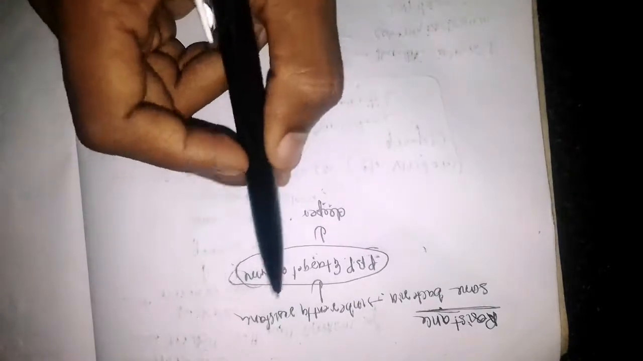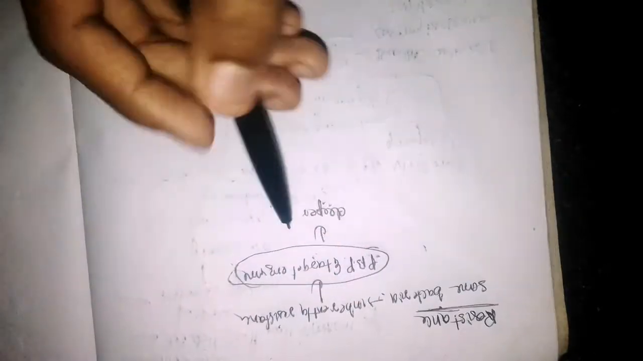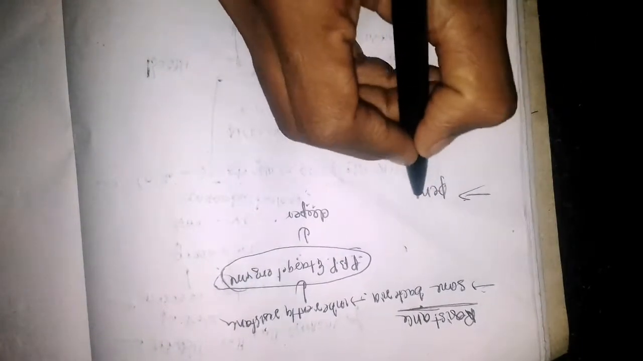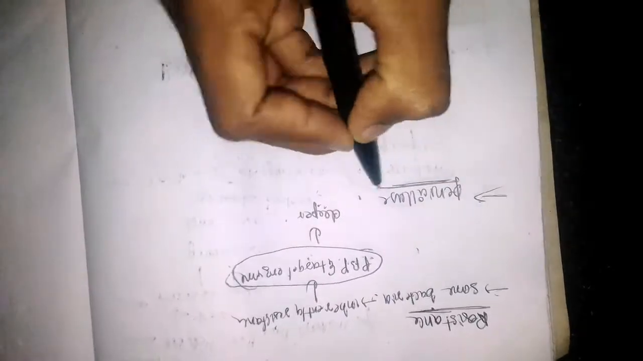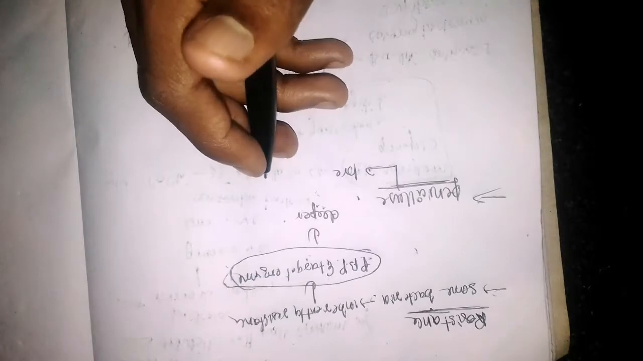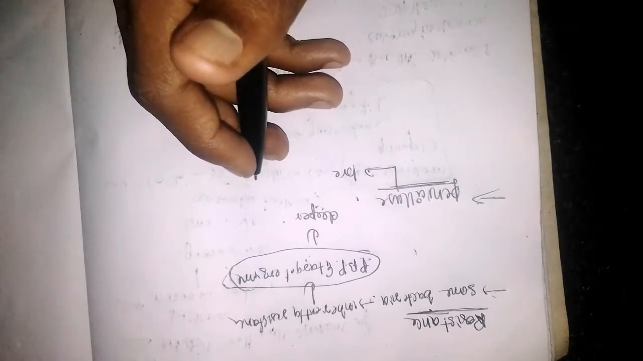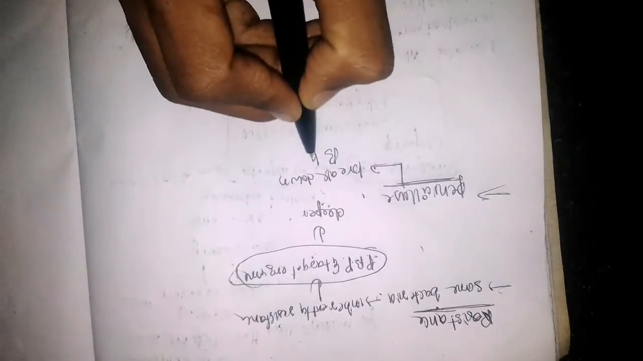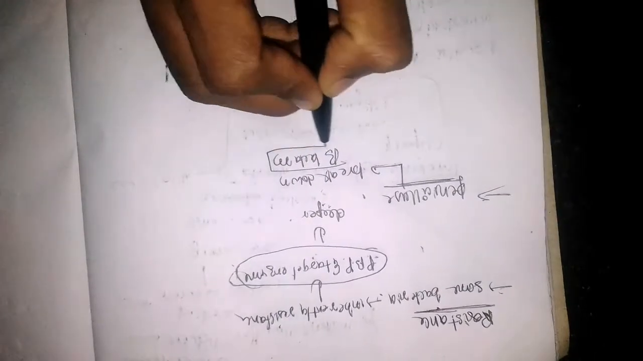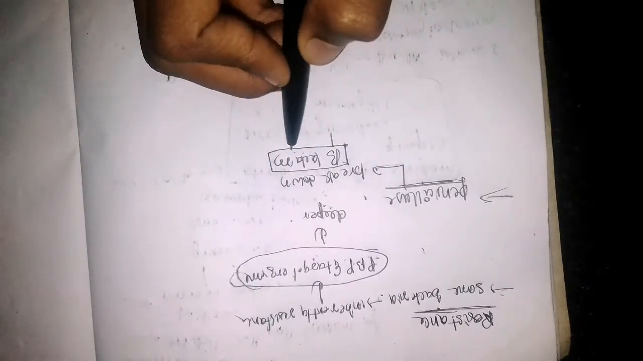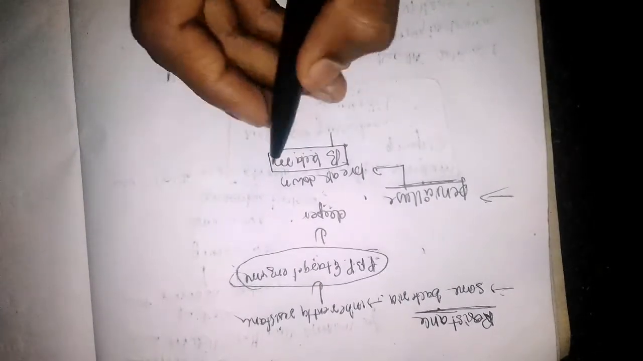This is the mechanism in some bacteria, and the main mechanism is production of penicillinase. Penicillinase breaks down the beta-lactam ring, which is present in the structure of penicillin G, and thereby inactivates the penicillin G.